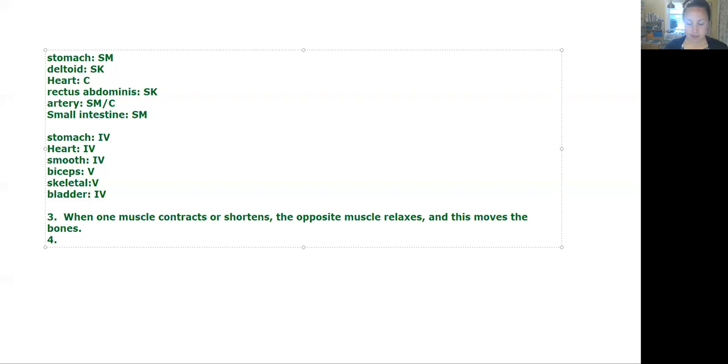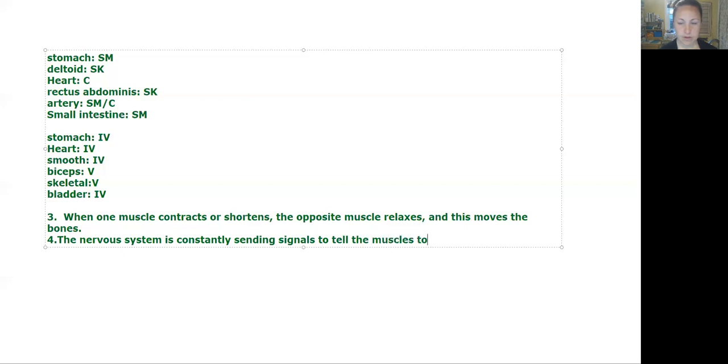Number four, how is the muscular system dependent on the nervous system? So the nervous system, if you think of your smooth muscles, your involuntary muscles, you have to have your nervous system to tell them what to do. Because you're not physically telling them what to do. Your brain has the job of that. And so without that, they wouldn't be doing their job. So the nervous system is constantly sending signals to those muscles to tell the muscles to contract and relax. So without that nervous system, none of your smooth muscles would be able to do their job.